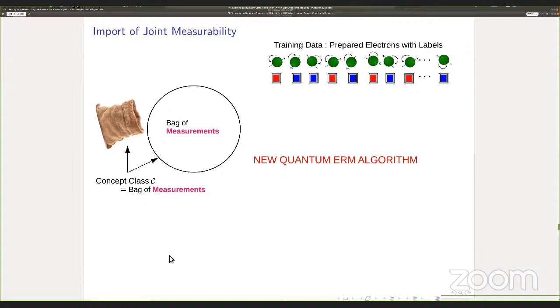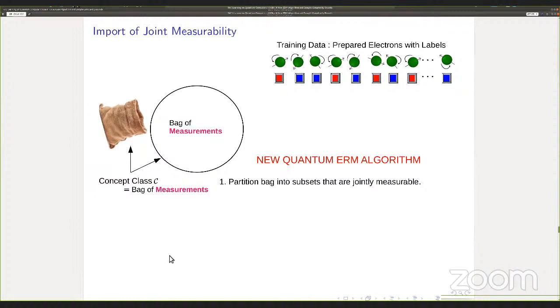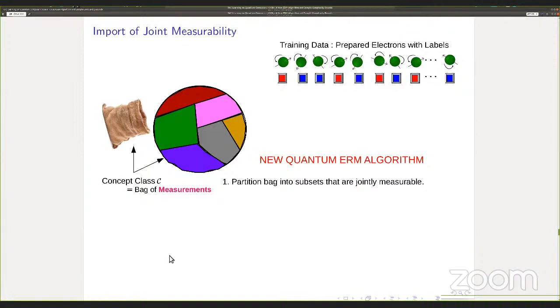Remember, you have your concept class, a bag of measurements. You're given training data. You are not able to use those training samples on every measurement. So what you do is partition your bag into jointly measurable subsets, and in each jointly measurable subset, you can evaluate the empirical risk by reusing your samples, right? Across the subsets, you can't.